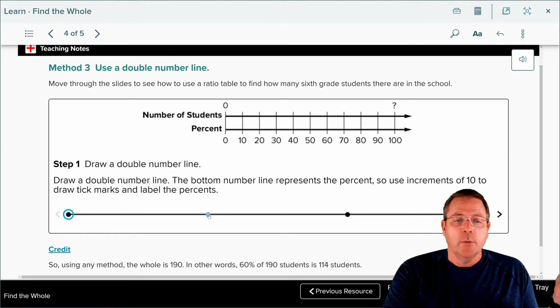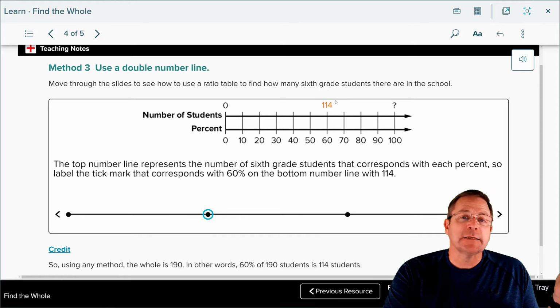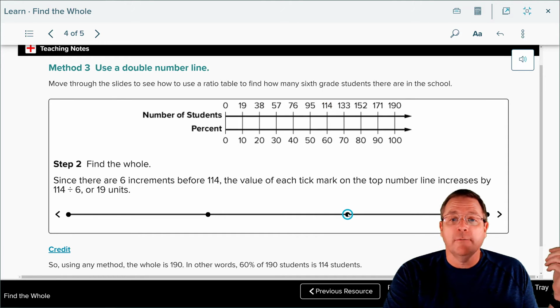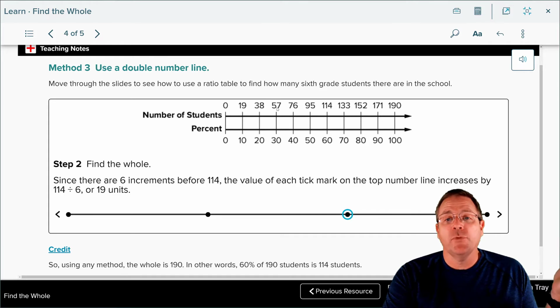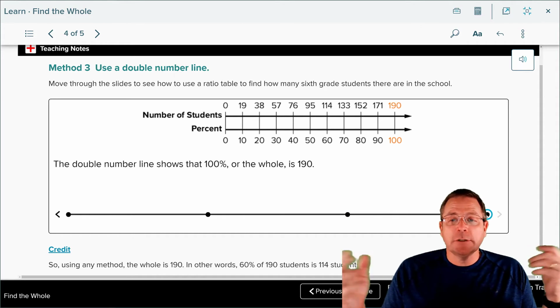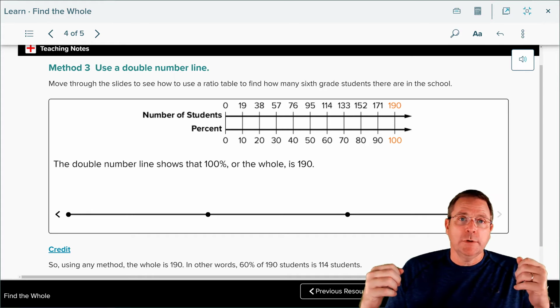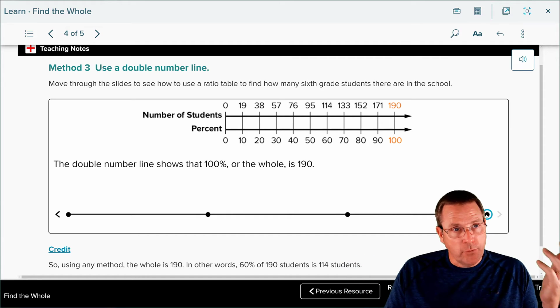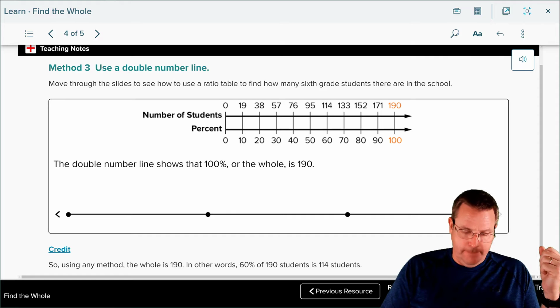And what do we know? We know going in that 60% is going to equal 114 students. From here, they said, well, what does each of the 10% sections equal? Well, same thing. They're going to divide top and bottom by 60 and find that each one was 19. And therefore, they start at 19. 2 times 19 is 38. 3 times 19 is 57. 4 times 19 is 76. And so on until they get up to having that same exact answer, that 100% of your students, the 6th grade students at the school, is going to equal 190. So 3 different ways to skin the same cat.